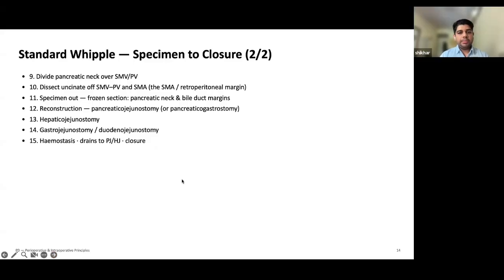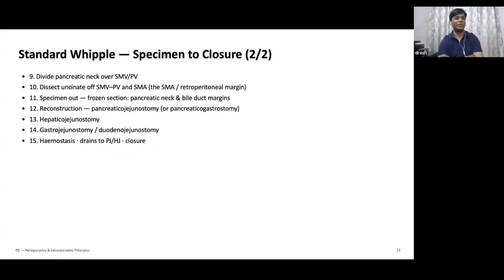Now, once we have resected proximally at the stomach or duodenum and distally at the jejunum, and tunneling has been completed, we'll loop the tunnel that we have created and divide the pancreatic neck over the SMV and portal vein confluence.